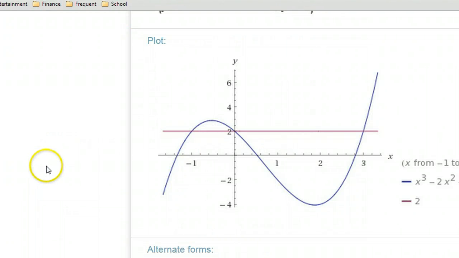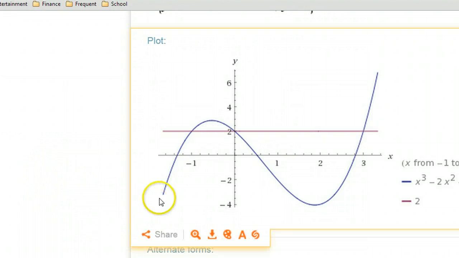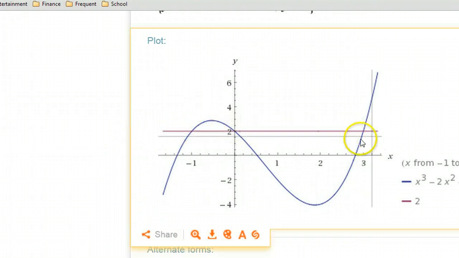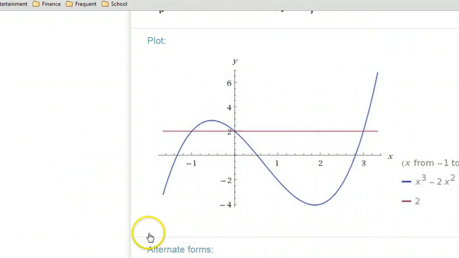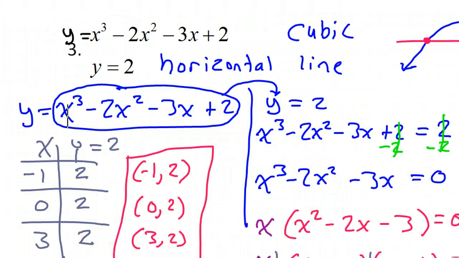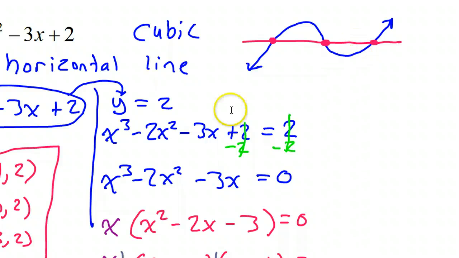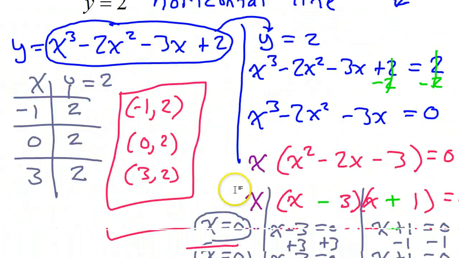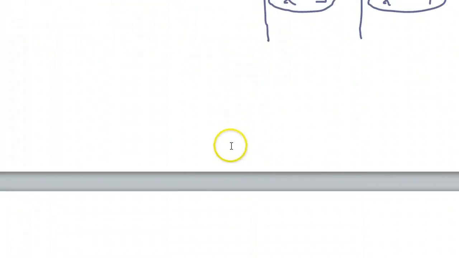Okay, so there's a nice image of what we're dealing with, and there's our cubic. Our y equals 2, of course, was that horizontal line, and sure enough, we have our 3 points of intersection. That one was pretty close to our guess right at the beginning. So that's number 3. Let's go ahead and take a look at number 4.